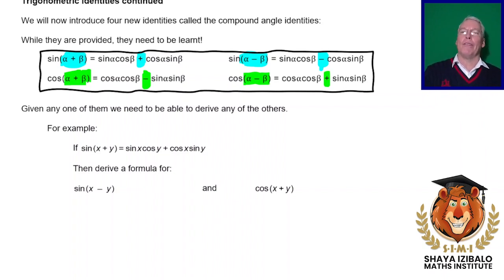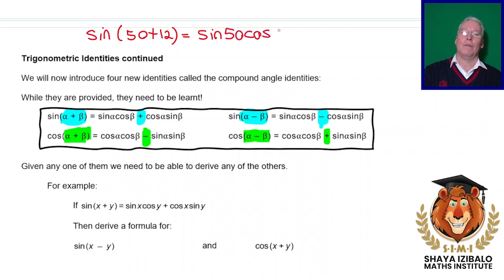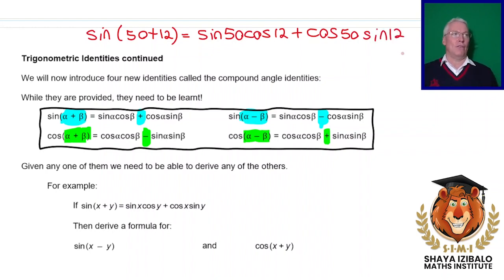Let's, in the first instance, just test one and see if it actually makes any sense. I'm just going to do something like sine of 50 plus 12. So according to the formula, sine of 50 plus 12 will be the same as sine 50 times the cos of 12, plus, remember, sine keeps the same sign, the cos of 50 times the sine of 12. Let's just test that out. Let's get a calculator and see if that is in fact true.